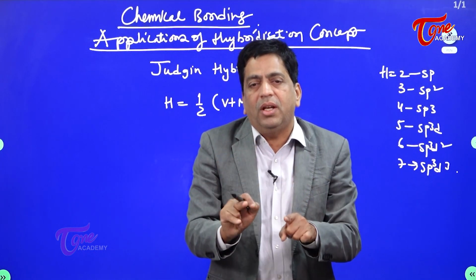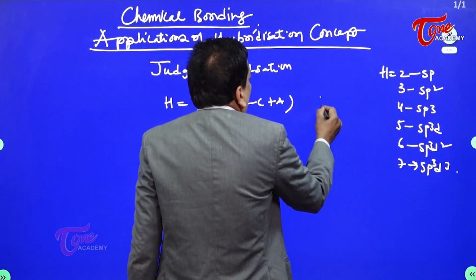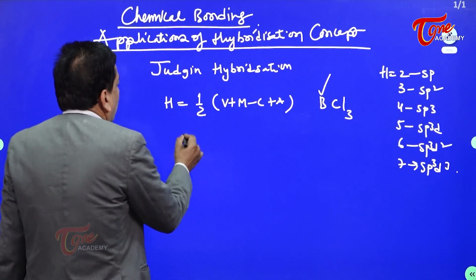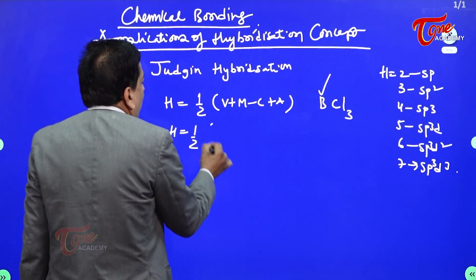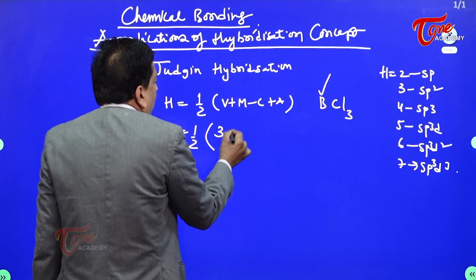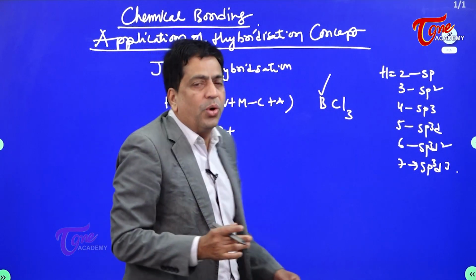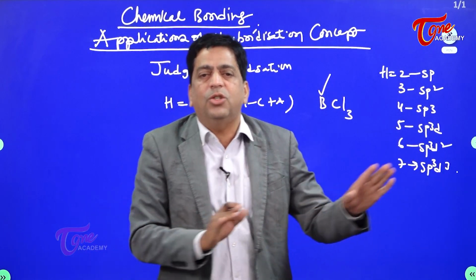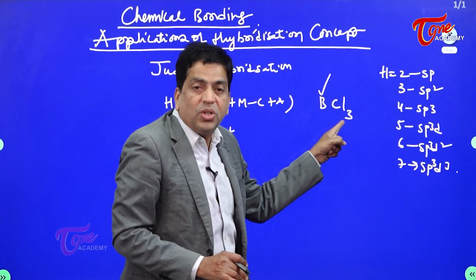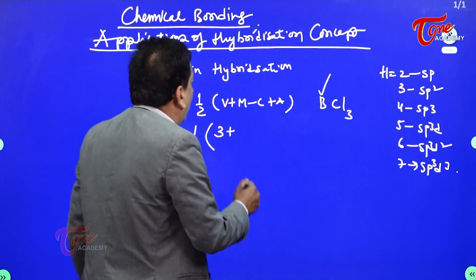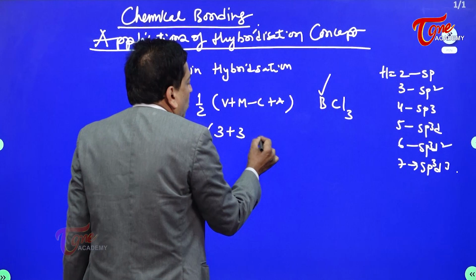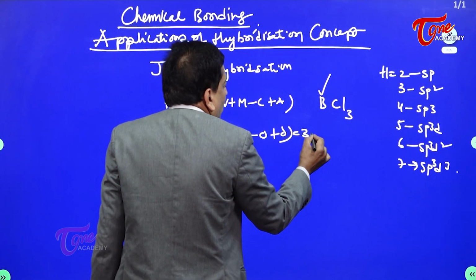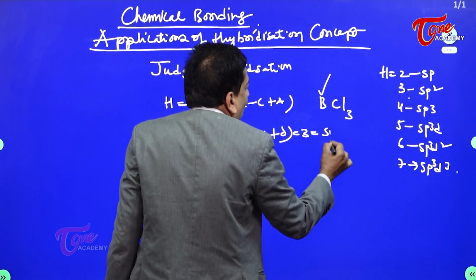For example, I'll give you all three. Observe carefully here. Suppose you wanted to take BCl3 and you wanted to know the hybridization of boron. So H is equal to half into, boron is third group, 3, plus the number of monovalent atoms, that is, the number of hydrogens and halogens attached to the central atom. The number of halogens attached to the central atom is 3, so I just put it as 3. It is not a cation, so it is 0, no charge. It's not an anion, so no charge. So 3 plus 3 is 6, by 2, which is 3. So the H value is 3, then it is sp2.